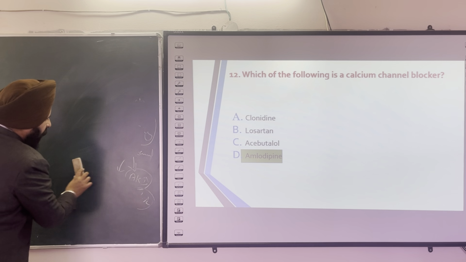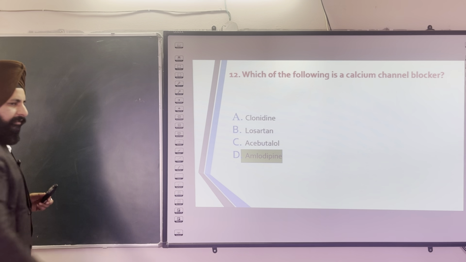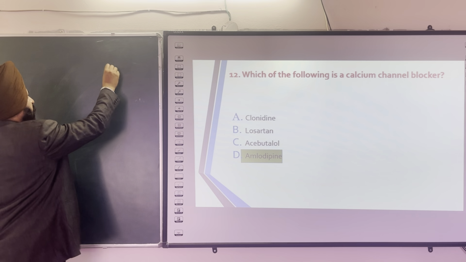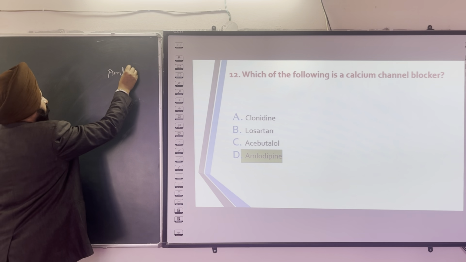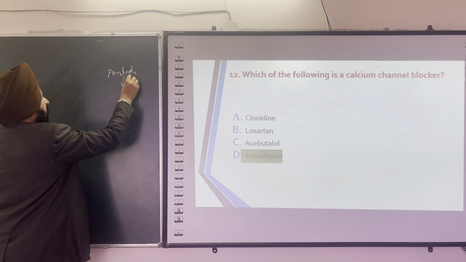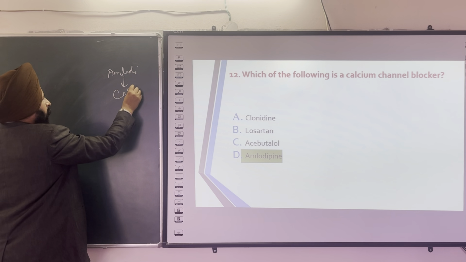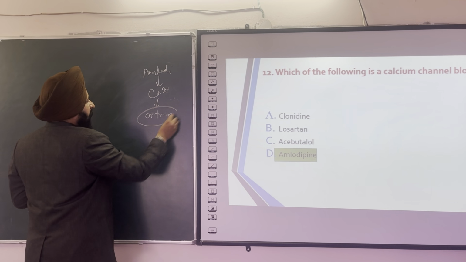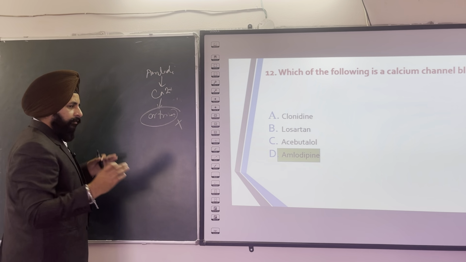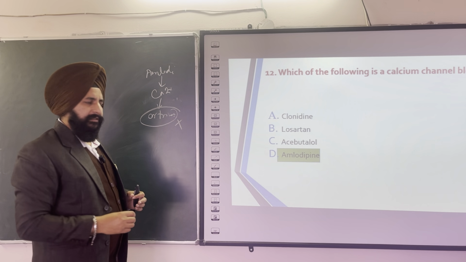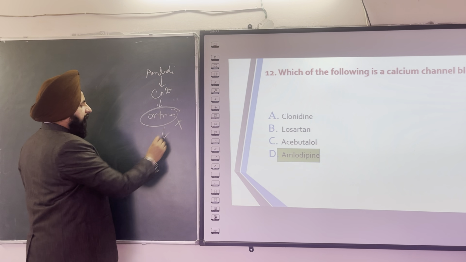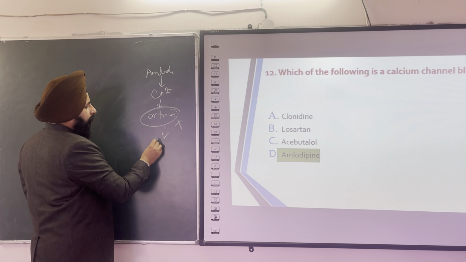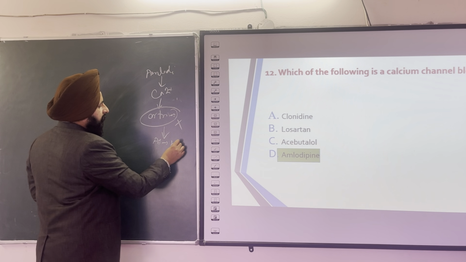a half-life of approximately 40 to 45 hours, and this amlodipine inhibits calcium channels in the arteries and inhibits the contraction of arterial muscles, thereby reducing the excessive afterload over the heart.